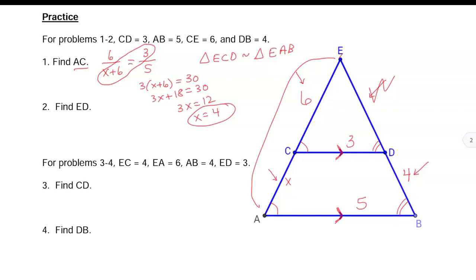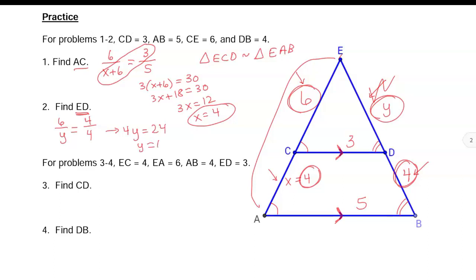Here is the information. We have x is 4 now, and we need to find ED. So now we can use side splitter theorem. Side splitter theorem says I can take this top piece of 6 and put it over ED. Let's call ED y because we already used the letter x. So we put 6 over y, and then we take the bottom pieces, this side 4 over this side 4. Oh, this is going to be easy. It didn't change. So if we cross multiply, we'll get 4y equals 24. So y is 6. You might have been able to figure that out without cross multiplying.